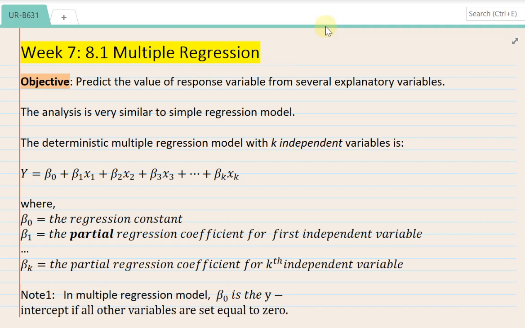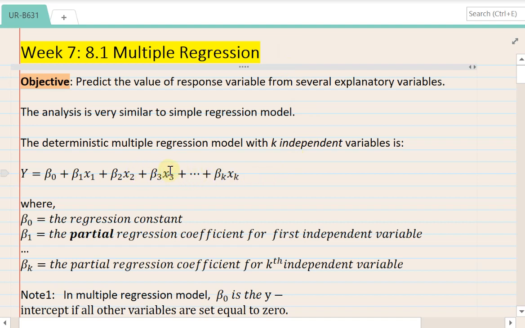So here I have the objective. We want to still do the same thing we did before. We want to predict the value of the response variable. And I want to emphasize what we are predicting in all your regression analysis is the average, the mean, or the expected value of the random variable for a given value of x. So the analysis is going to be very similar to the simple regression model.